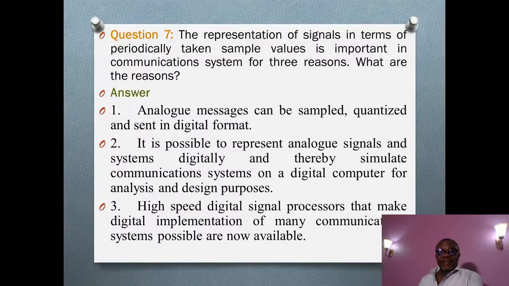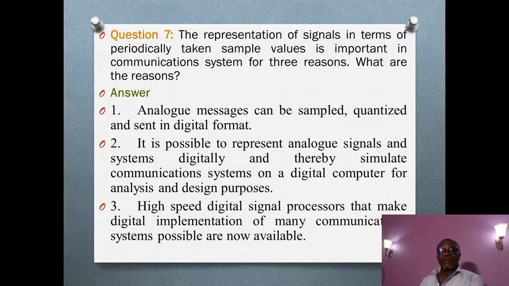Question 7 says the representation of signals in terms of periodically taking sample values is important in communication systems for three reasons. What are the reasons? When we represent signals periodically, we call it sampling the signal. So one, analog messages can be sampled, quantized, and sent in digital format. That is one of the reasons.